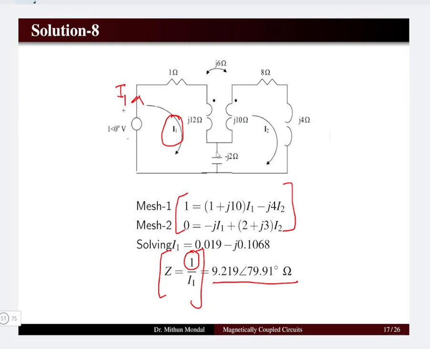In this case, because this capacitor was present in the network, we have not gone by the concept of reflected impedance, because otherwise we would have to use a different formula. So it is better to go with 1 angle 0 to find the input impedance.